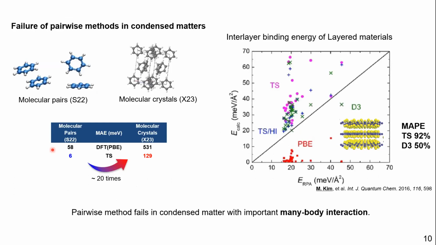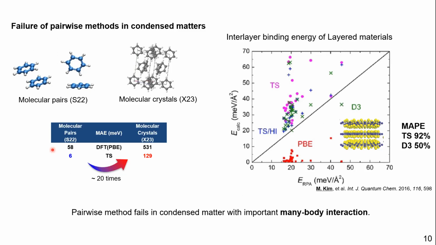So these kinds of pairwise methods are very successful for molecular pairs, which are very simple models, such as the TS or D3 methods, as well as the TS+SCS and TSHI methods, in comparison with conventional DFT, PBE methods. But the problem is when it comes to condensed matter, like solid systems.